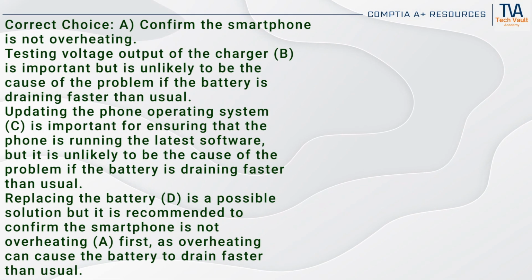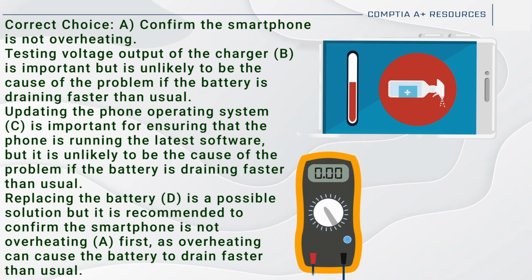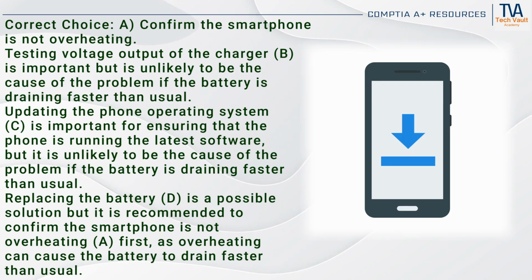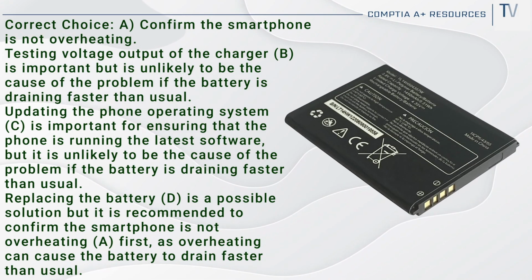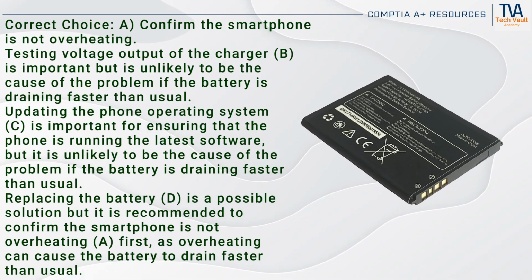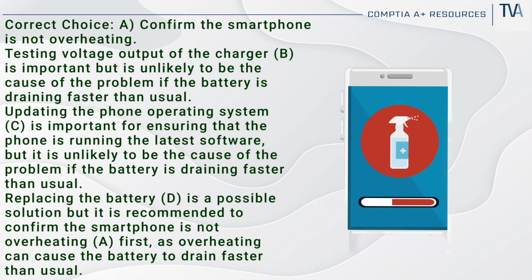Correct choice, A, confirm the smartphone is not overheating. Testing voltage output of the charger, B, is important but is unlikely to be the cause of the problem if the battery is draining faster than usual. Updating the phone operating system, C, is important for ensuring that the phone is running the latest software, but it is unlikely to be the cause of the problem if the battery is draining faster than usual. Replacing the battery, D, is a possible solution, but it is recommended to confirm the smartphone is not overheating, A, first, as overheating can cause the battery to drain faster than usual.